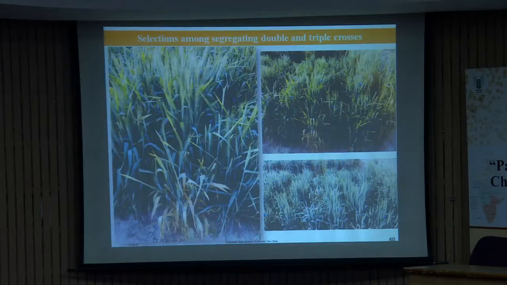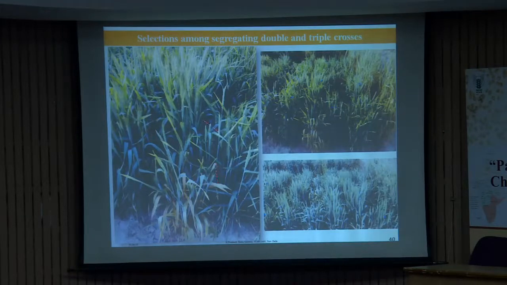This is the kind of segregation you get in triple crosses or double crosses, because too many genes are segregating, and phenotypically you have to select. Genotypically it is very difficult to go. Disease resistance is fantastic in that it's a phenotypically easily selectable trait. So this is a susceptible plant that came out of this line, and this is a resistant plant which is very good in performance for the plant type.